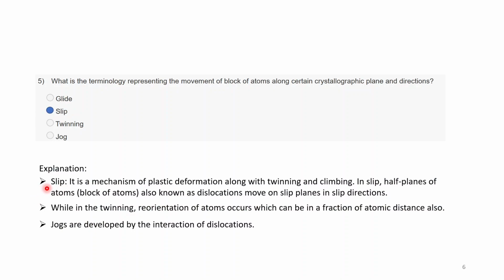In explanation, slip is a mechanism of plastic deformation along with twinning and climbing. In slip, your half planes of atoms, also known as dislocations, move on slip planes in slip directions. While in twinning, reorientation of atoms occurs, which can be a fraction of the atomic distance also. Then next, jogs are developed by the interaction of dislocations.